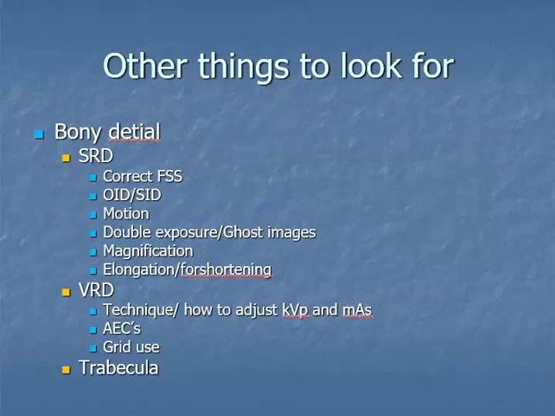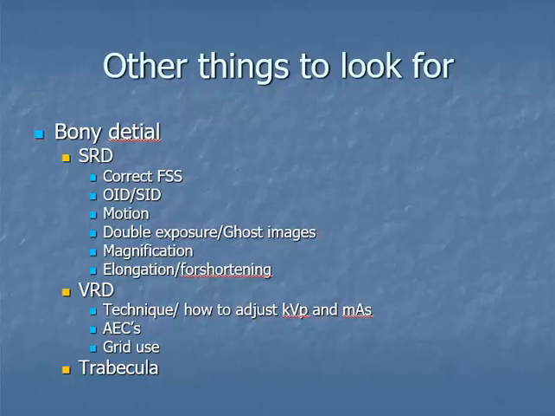So we're going to look at bony detail, everything that involves bony detail, sharpness of recorded detail, visibility of recorded detail. Are the trabecular patterns accurate? Did we use the right focal spot size? Did we use the proper OID and SID? Is motion present? Are there any kind of digital artifacts like a double exposure or ghost image? Is magnification present? Is elongation or foreshortening present?